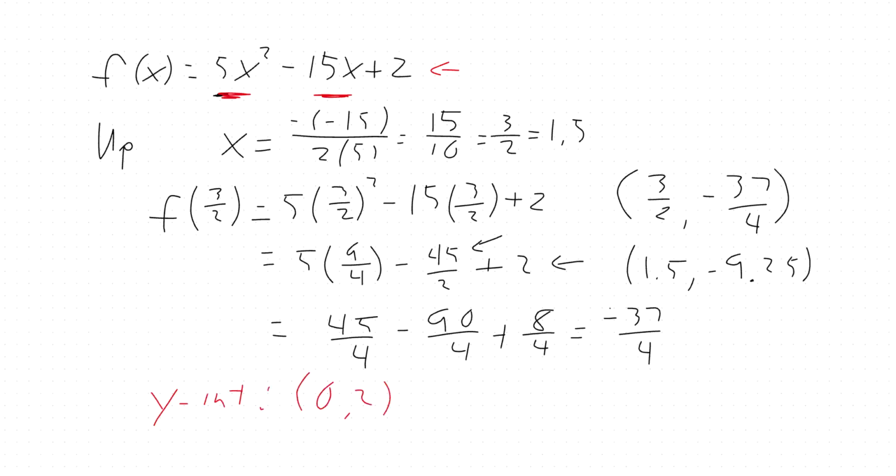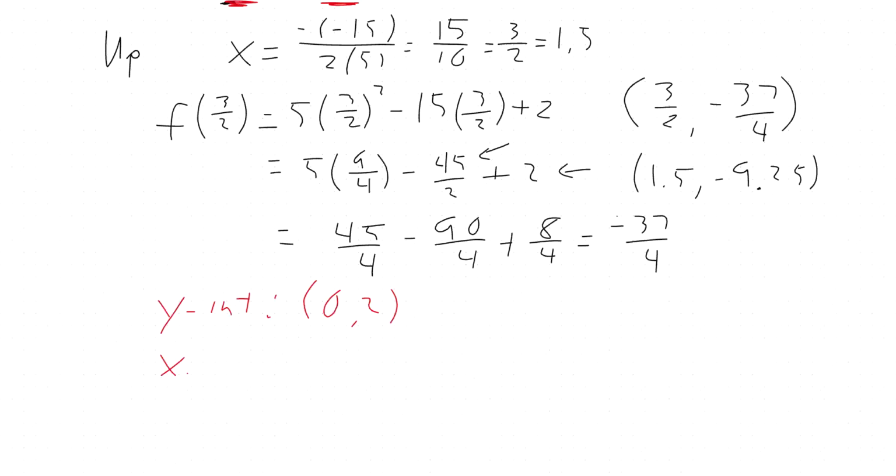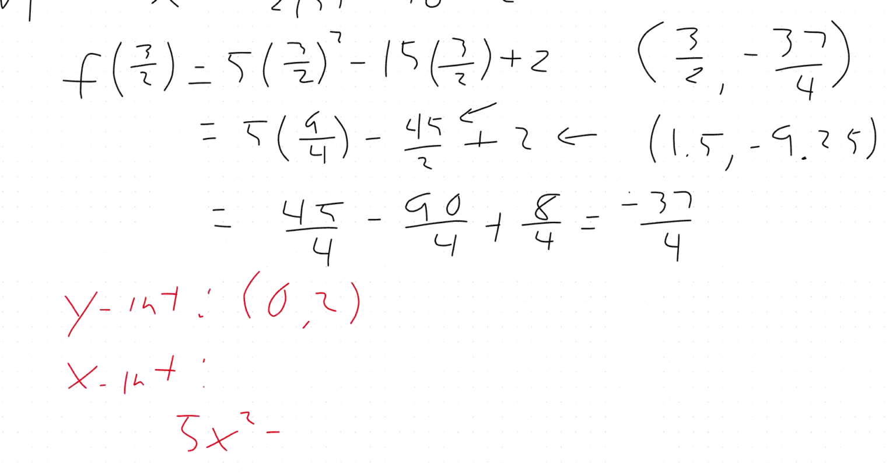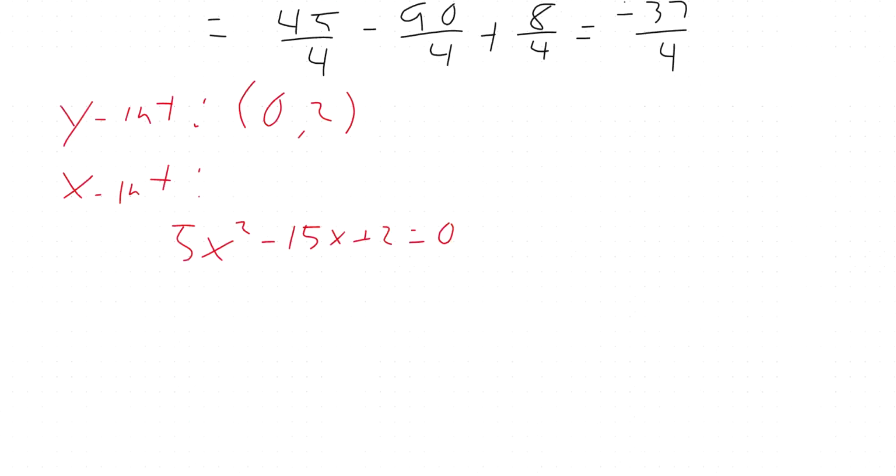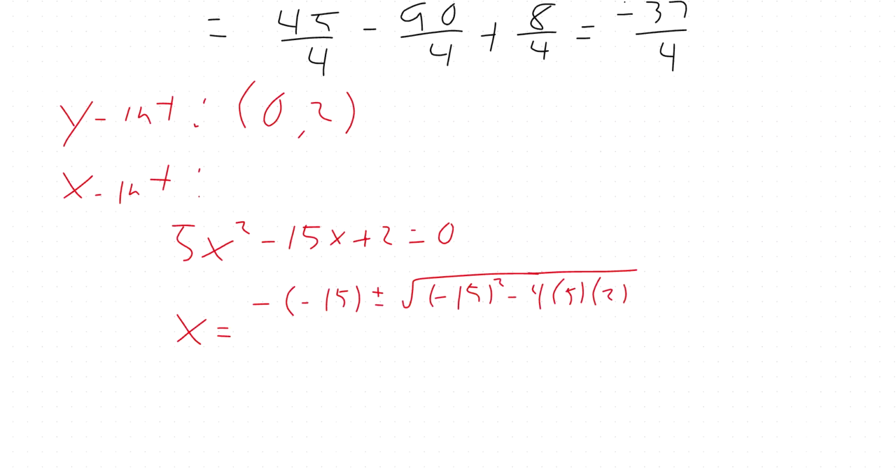Now our x-intercept, or x-intercepts, could be more than one, we have to set our overall equation 5x squared minus 15x plus 2. Set the whole thing equal to 0 because x-intercepts the y value is 0. We could try to factor this with our a times c method. It's going to get kind of messy. So let's use quadratic. Negative b plus or minus square root b squared minus 4 times a times c all over 2 times a.